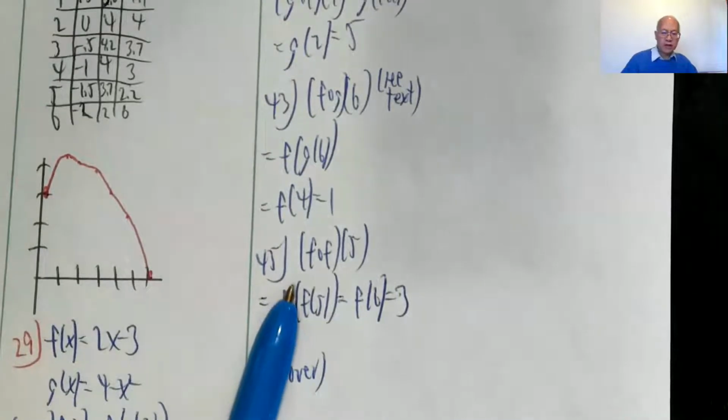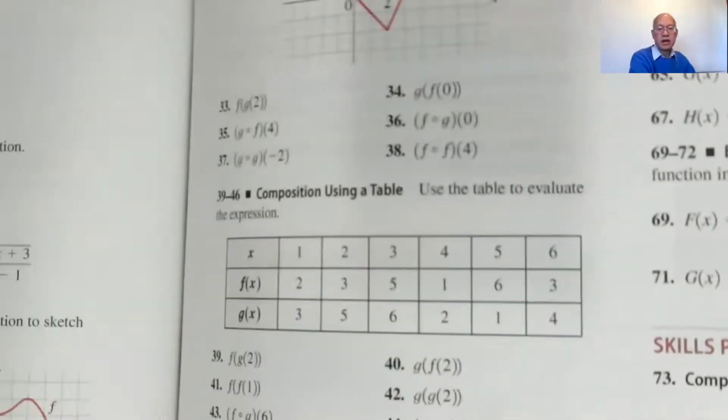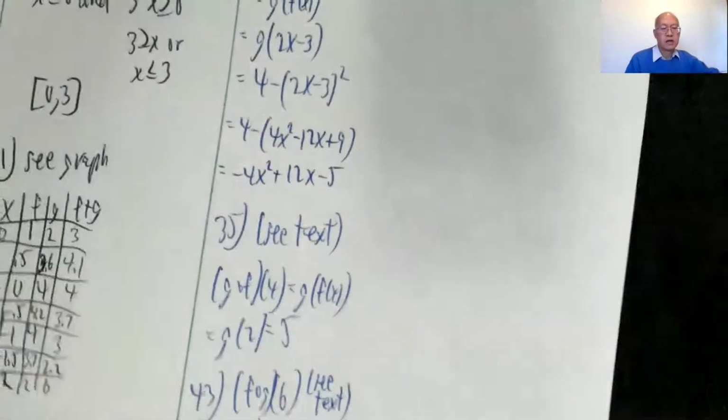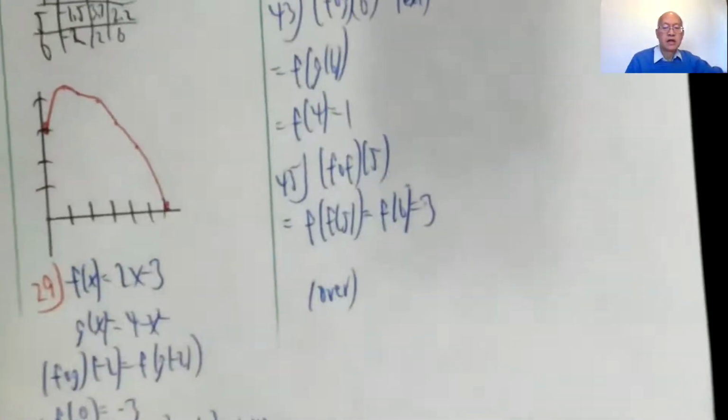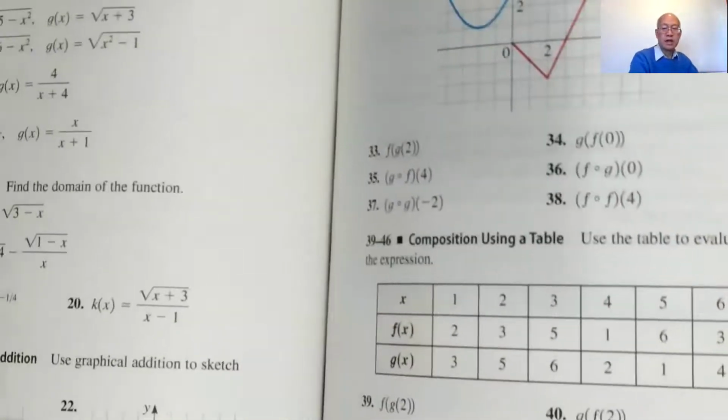Okay, 45, f∘f of 5. It's f of f of 5. f of 5 is 6. And then I want f of 6 after that, which evidently is 3. f of 6 is 3.